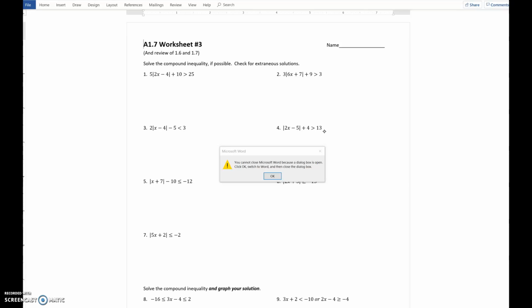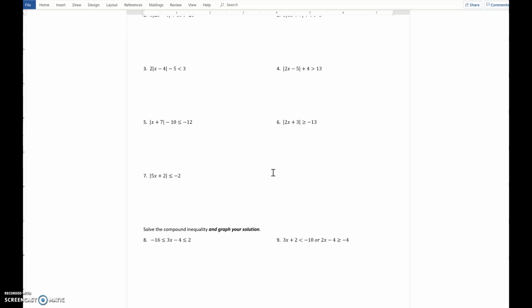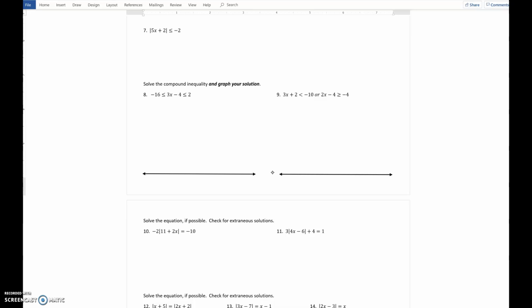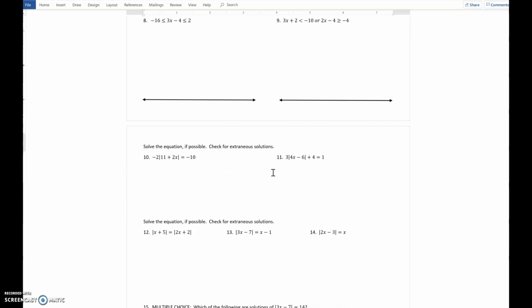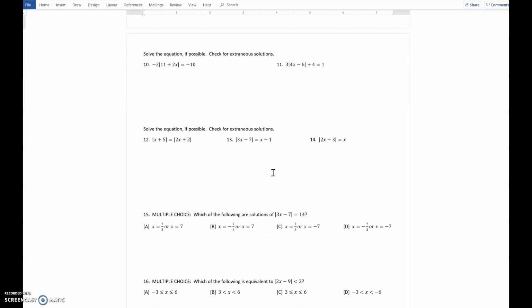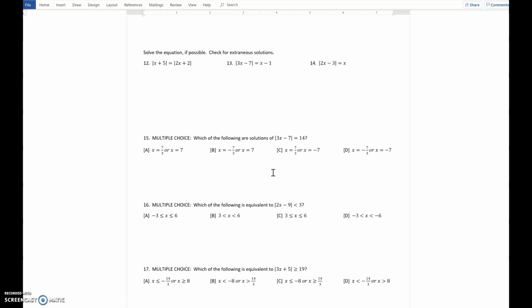So numbers 1 through 7 are basically reviewing what we did today and on Friday. Number 8 and 9 are just compound inequalities. Notice there's no absolute value, so you're just solving those like normal. Negatives aren't a problem. If you multiply or divide by a negative, you still have to switch the sign. 10 and 11, and then 12 through 14, those are absolute value equations. That's where you have to set up two equations and solve both. And then there's a couple of multiple choice at the end.